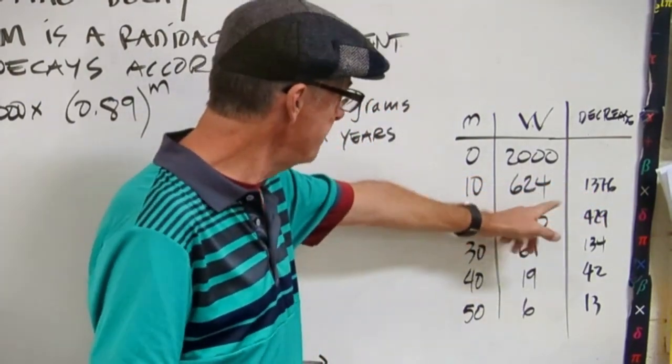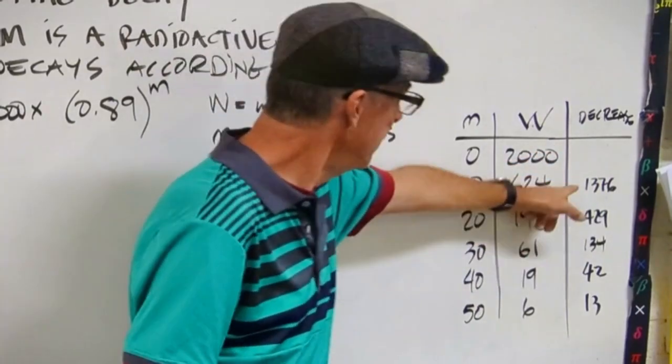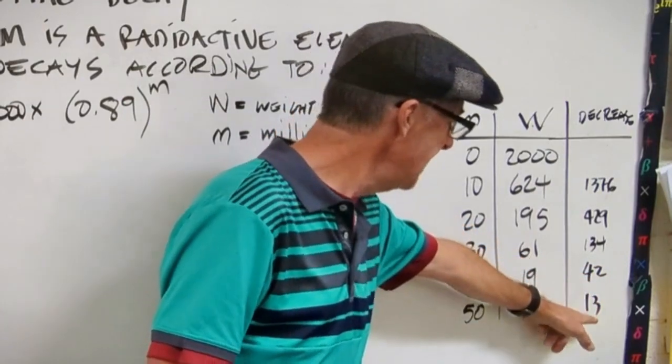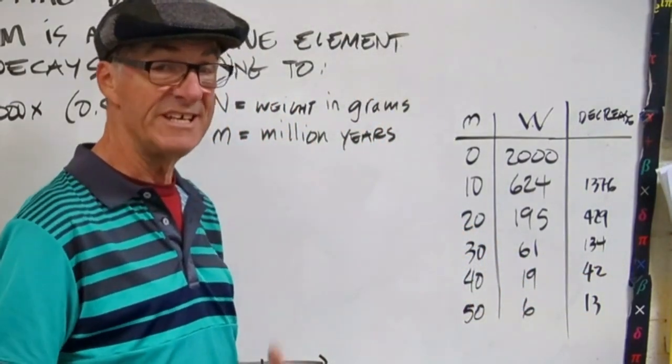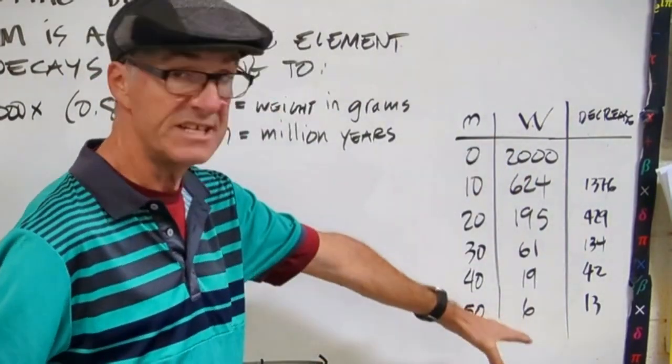And then each time I calculated the loss by subtracting the previous one from the current one. And you can see that our decrease is decreasing. We're losing less and less each time interval. So the rate of decrease is itself decreasing. So there's our exponential decay shown in a table.